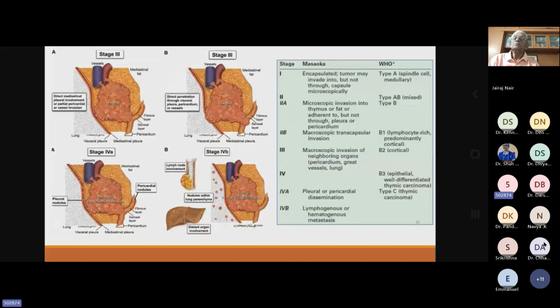Stage 3 includes the macroscopic invasion involving the neighboring structures, pericardium, great vessels, and the lung, which is in the WHO grading as B2 cortical. Stage 4A includes the pleural or pericardial dissemination, while stage 4B is lymphogenous and hematogenous metastasis, which is in WHO classification as type C thymic carcinoma.